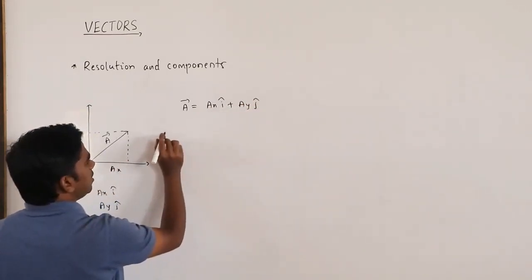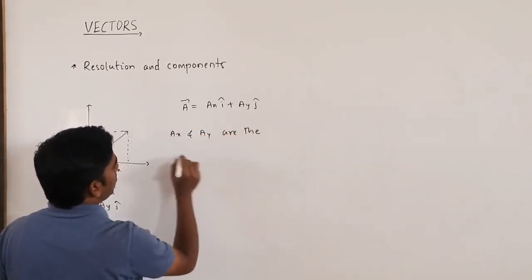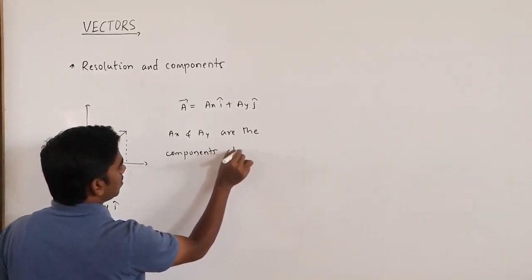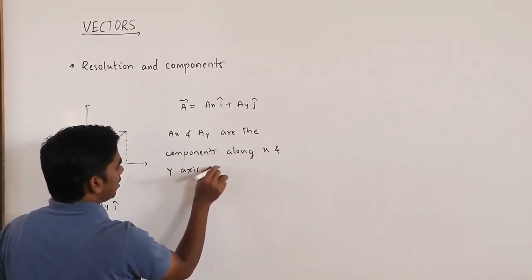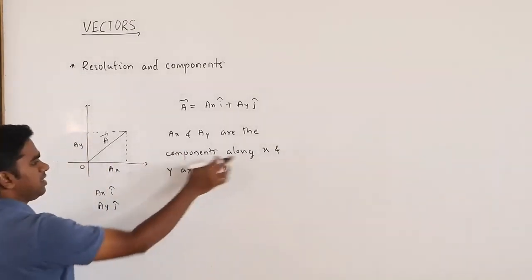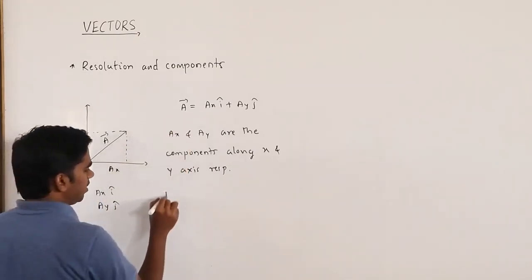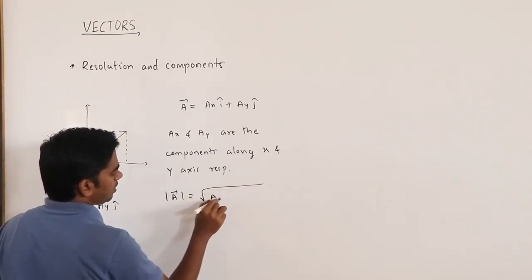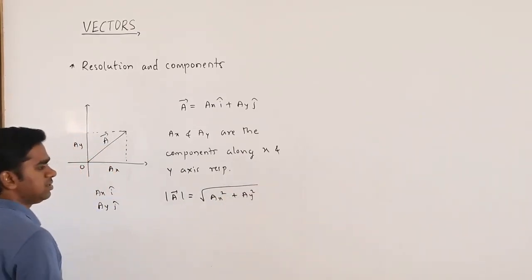Okay, so ax and ay are what? Ax and ay are the components along the x and y axis respectively. So ax is along the x axis and ay is along the y axis. So how can we find the magnitude of this vector? The magnitude of that vector you can find as root of ax square plus ay square.